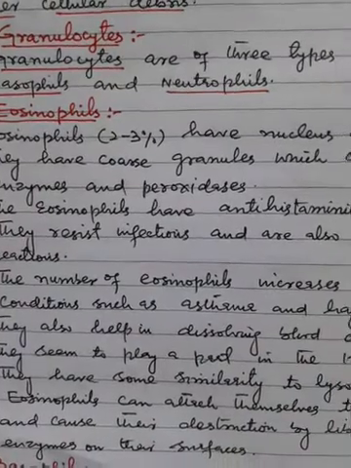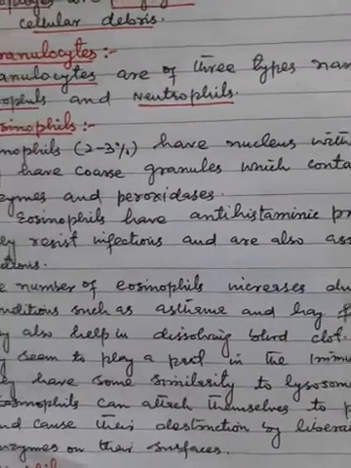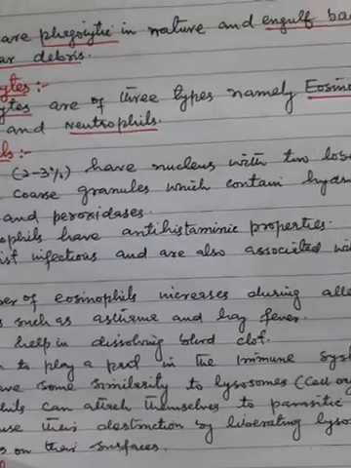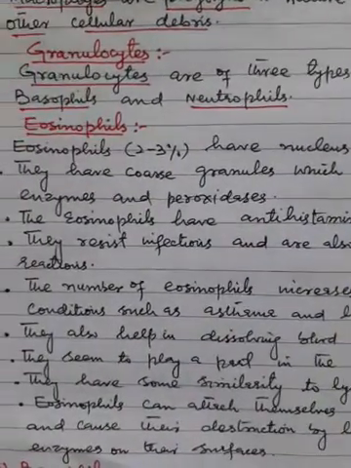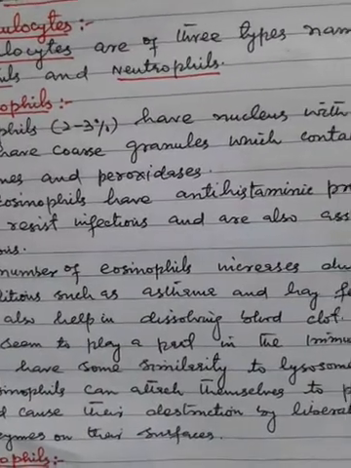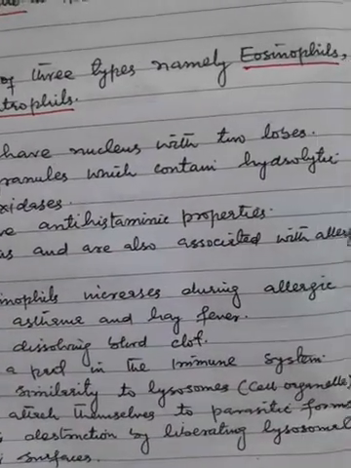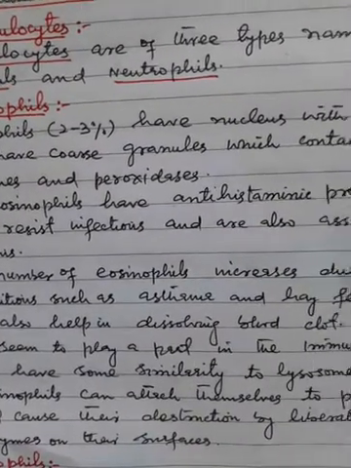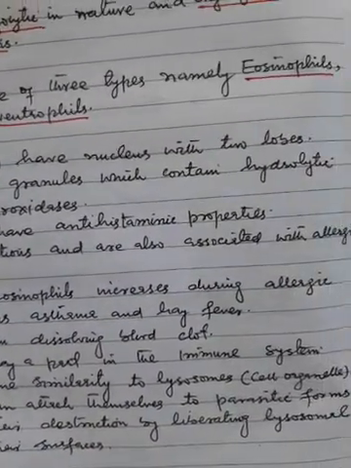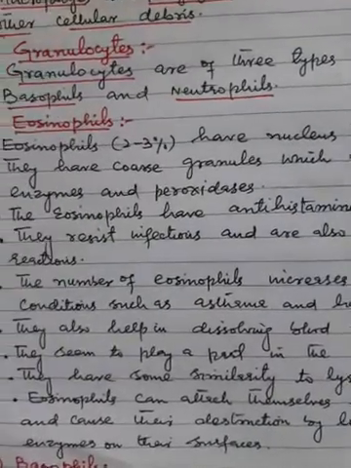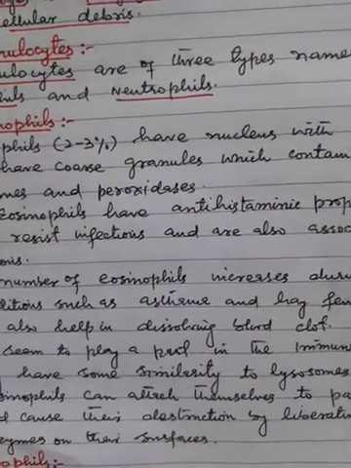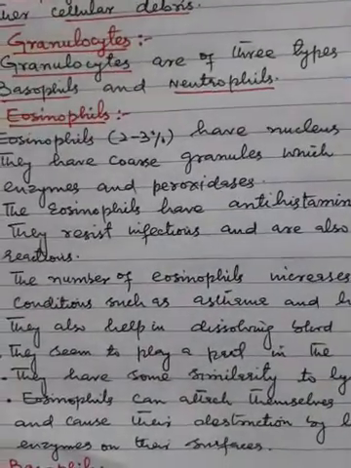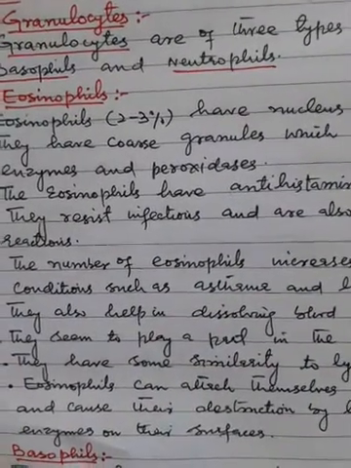They also help in dissolving blood clot. They seem to play a part in the immune system. They have some similarity to lysosomes. Cell organelles, eosinophils can attach themselves to parasitic forms and cause their destruction by liberating lysosomal enzymes on their surface.